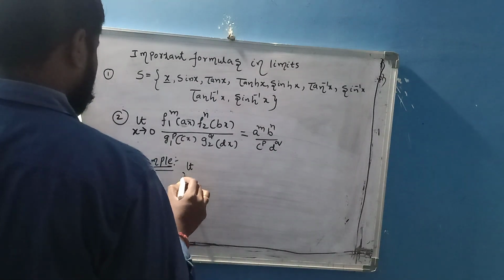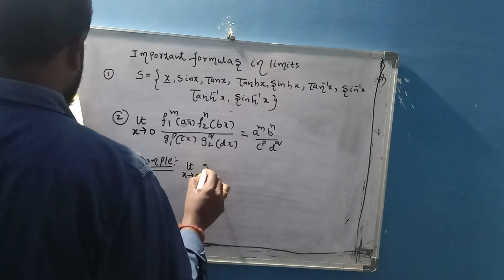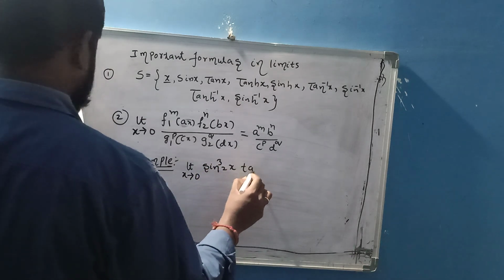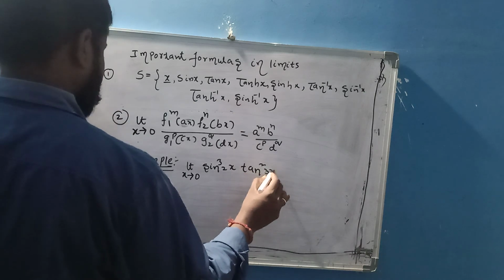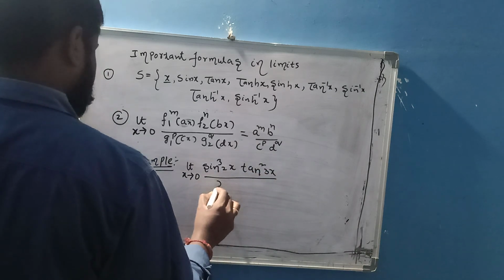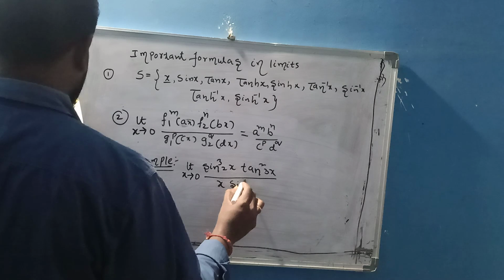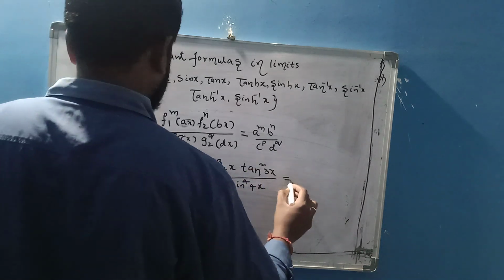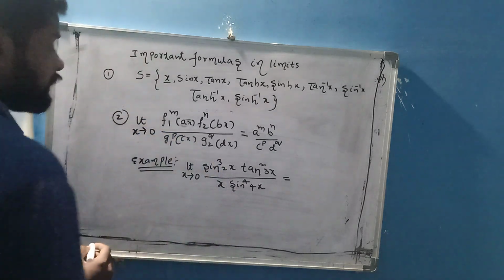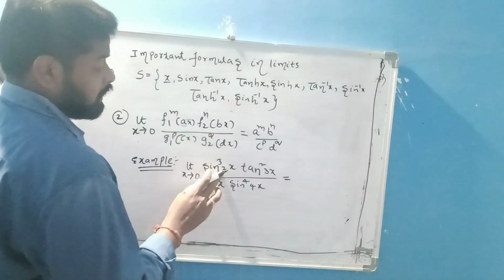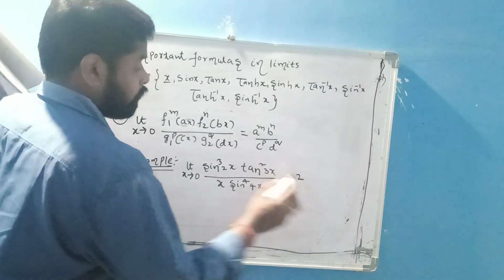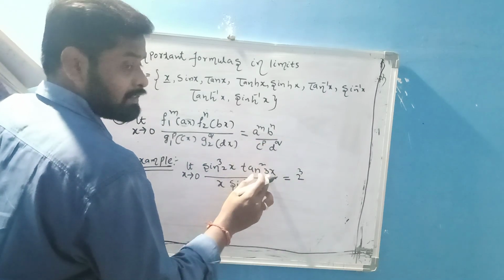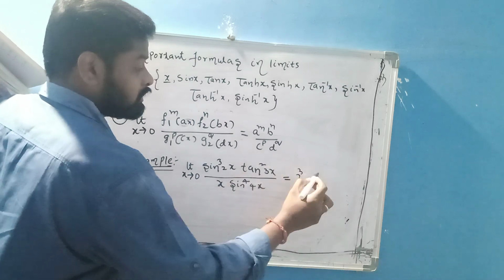Limit x tends to 0 of sin cube 2x tan square 3x by x into sin power 4x is equal to? Here, what is the sin x coefficient? 2. Power how much? 3. Apply this formula. And the tan x coefficient is 3, in power how much? Square.